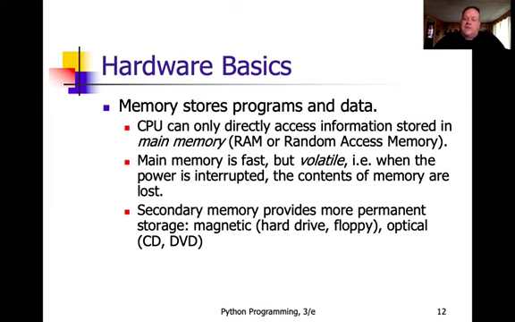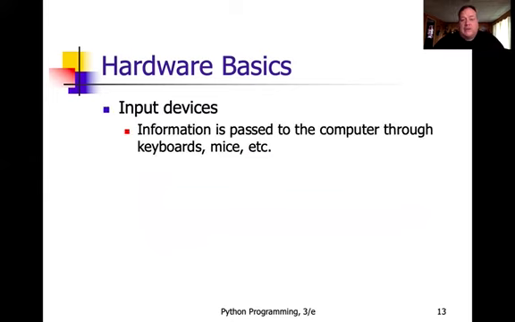So the central processing unit can only directly access information that's stored in memory, or they call it RAM, or random access memory. And that memory is very fast, but it's volatile, meaning if you lose power, you lose whatever was in main memory. So we also want secondary memory or storage that provides us with a more permanent place to have our data, like a hard drive, a floppy drive, an optical CD, maybe a thumb drive, or a DVD. So we have a number of different types of memory that are involved. But again, the CPU needs to be able to access that memory in order to actually accomplish its tasks.